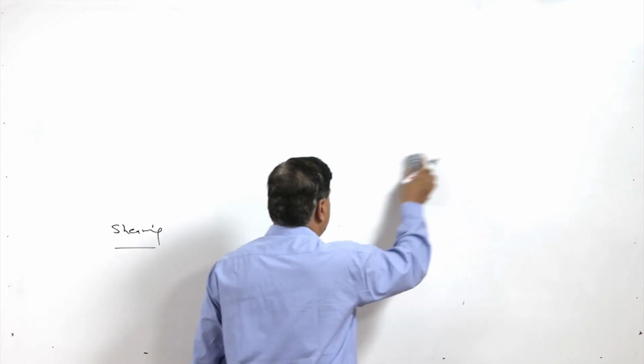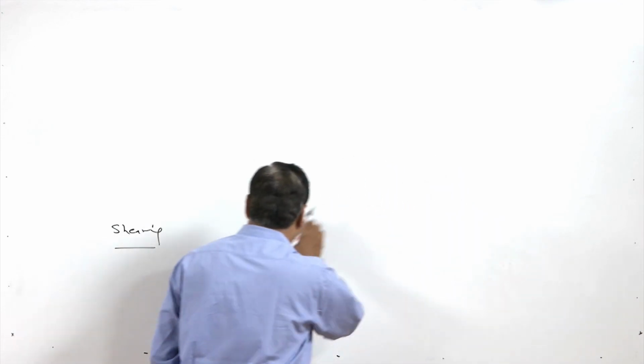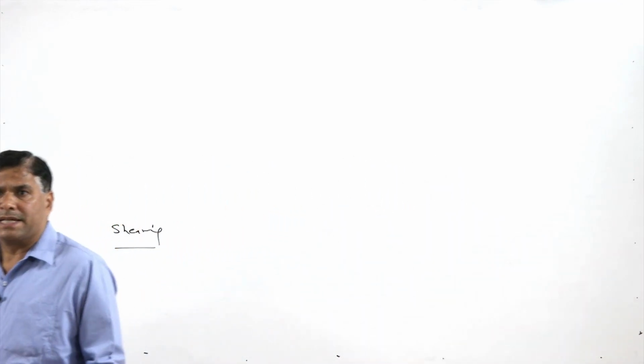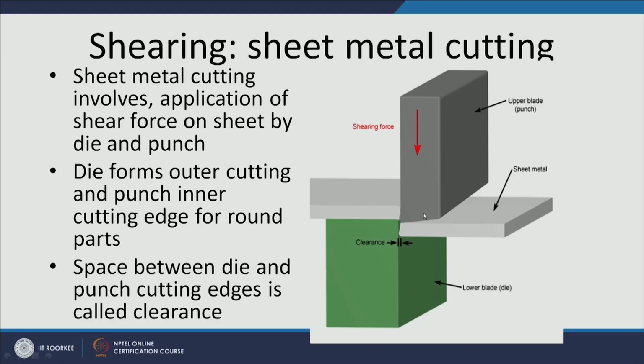To see this more clearly, if we can see this diagram here, there is one upper blade and there is a lower blade, and this is the strip which has been cut by the shearing. If we see the upper blade and the lower blade, they have some gap, and that gap is termed as the clearance. It is required that there is an optimum clearance for having a clean cut.